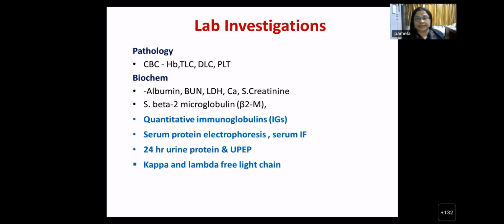So now that we understand what an immunoglobulin is and what an abnormal immunoglobulin leading to myeloma disease is, we come to the lab investigations. Usually samples are sent to pathology or to the biochemistry department. Among the biochemistry parameters, the main ones are quantitative immunoglobulins, serum protein electrophoresis, serum immunofixation, urine protein 24 hours, urine protein electrophoresis, and kappa and lambda free light chains, which is done in serum.